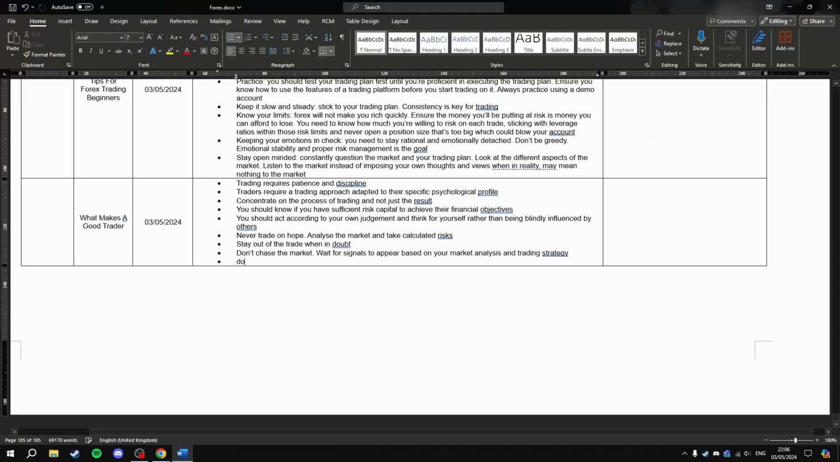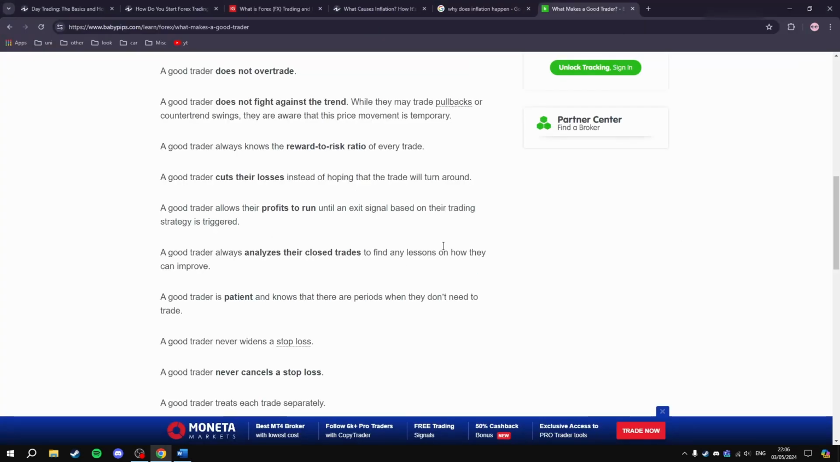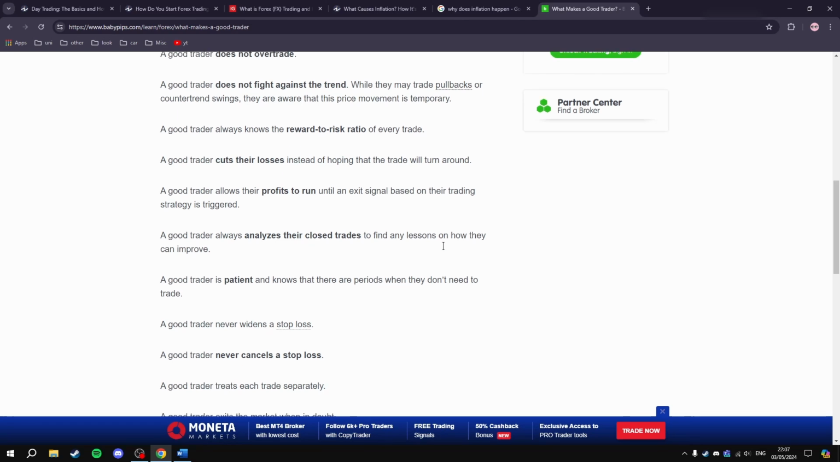Good traders do not overtrade. Don't overtrade. So don't place too many orders, and don't revenge trade. I'm guessing that includes revenge trading as well.